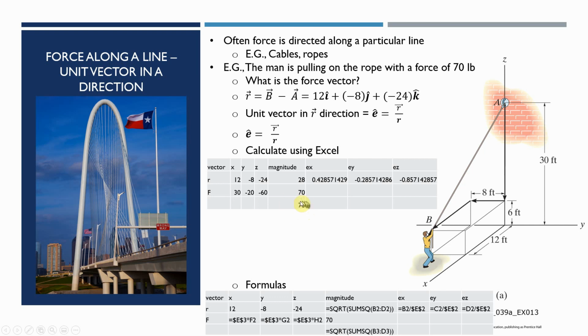Here's a sanity check. The sum of the squares of 30, negative 20, and negative 60, just to make sure our magnitudes wind up at the same place. Just a sanity check.